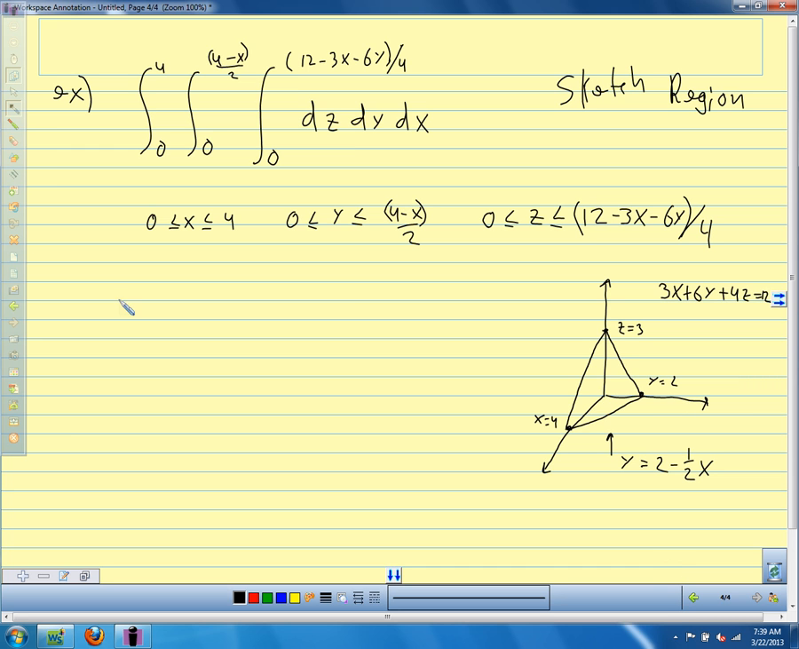Now what if it asks us to rewrite our integral in order dy, dx, dz?